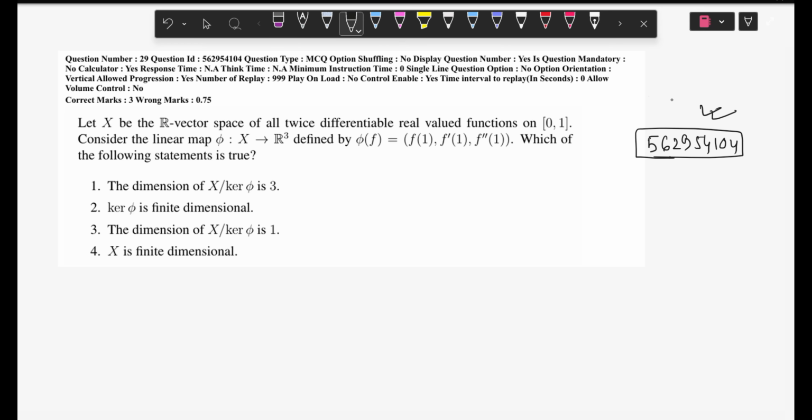So question is saying that let X be the R vector space of all twice differentiable real valued functions on 0 1, consider the linear map। So mind at this point this map is given that this is a linear map, so we do not need to check whether phi is linear or not, phi is given that it's linear map। So phi from X to R cube defined by phi of f is equal to f of 1, f dash 1 and f double dash 1, which of the following statements is true?